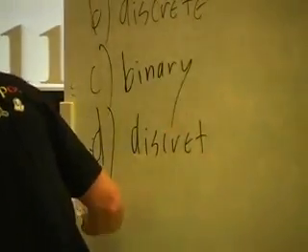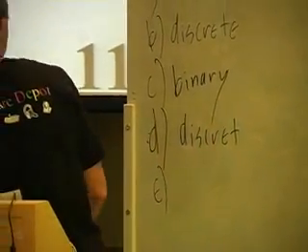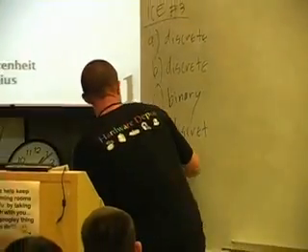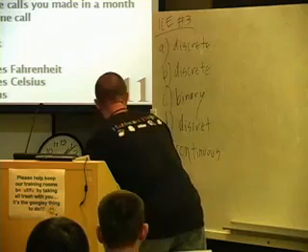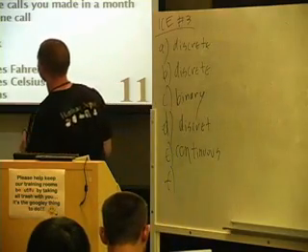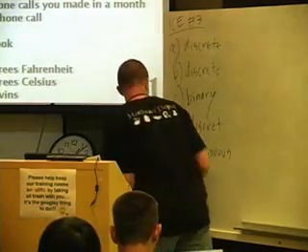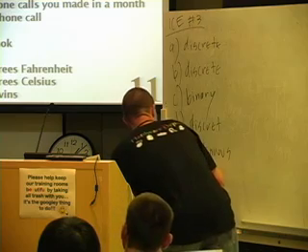Let's see here. E, length of your longest phone call. Anything that you can measure you can think of being continuous, right? You can measure it as accurately as you want. I could say 10 minutes, I could say 10.1 minutes. Length of your foot, that's something I could measure. That would also be then continuous.